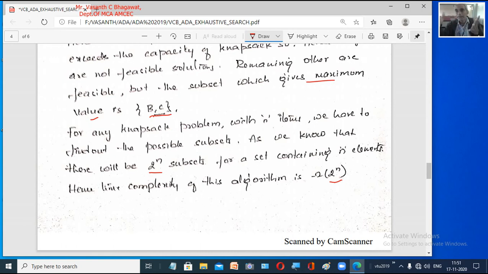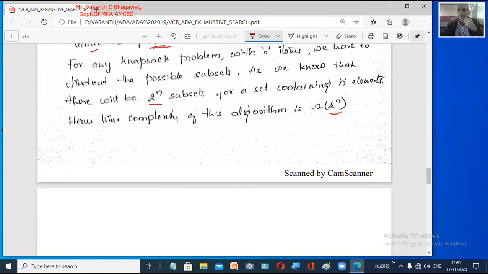If you have got 10 items in front of you, if you want to pick up, then 2 raised to the power of 10 subsets you have to write first. Generate all the subsets, and for each subset look into the weights and check the constraints and what is the profit you are going to get, and finally find the optimal solution. So it takes a huge amount of time. That is 2 raised to the power of n.